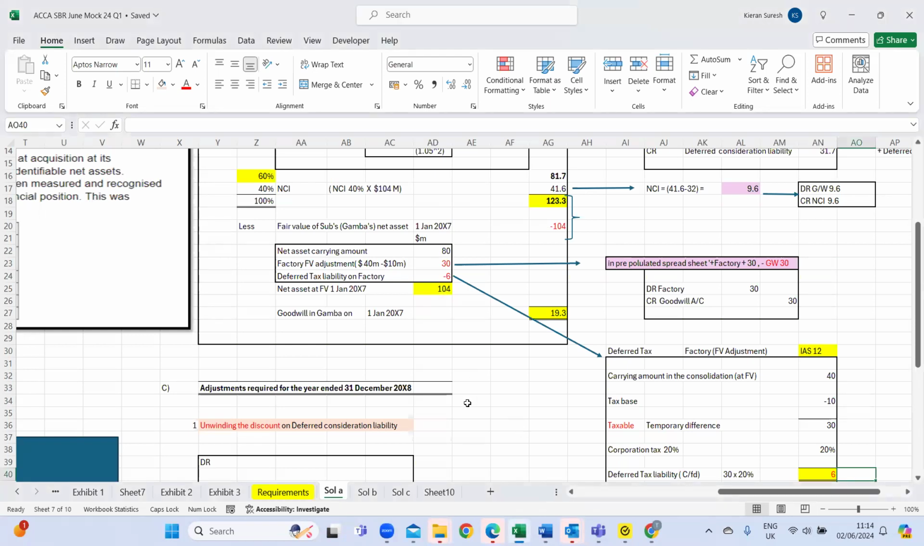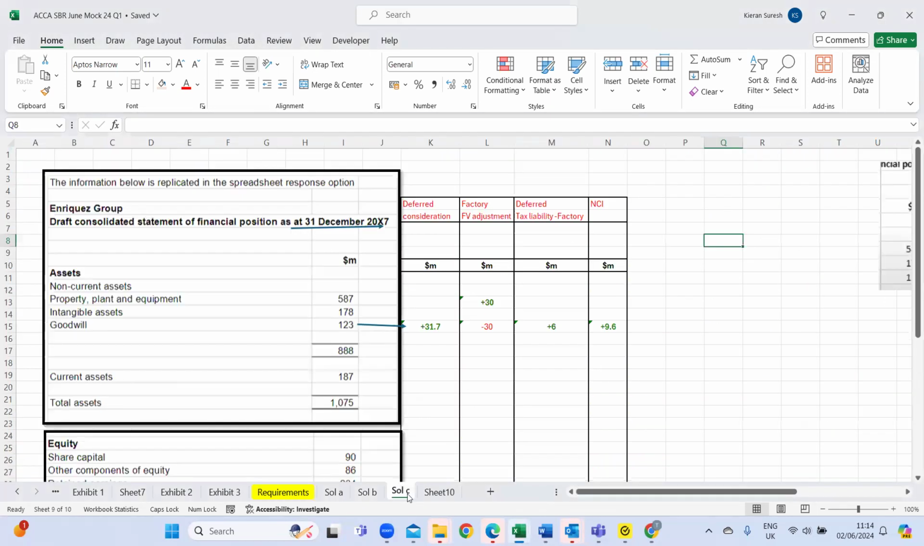Right, now this is the second part, because we have already started the pre-populated spreadsheet. Now we're just going to continue. So far, what I have done with the pre-populated spreadsheet is record the initial recognition, which was 1st Jan 2017, right? That's what we have done.